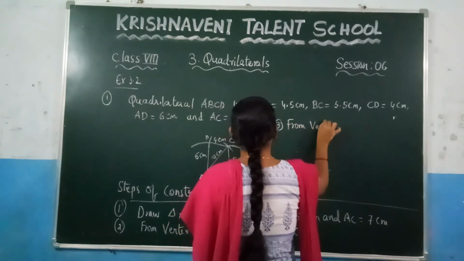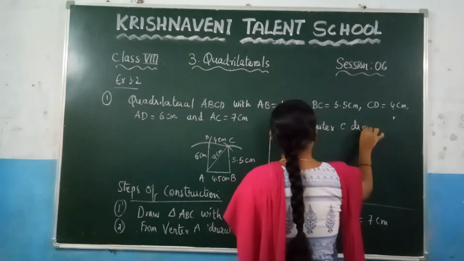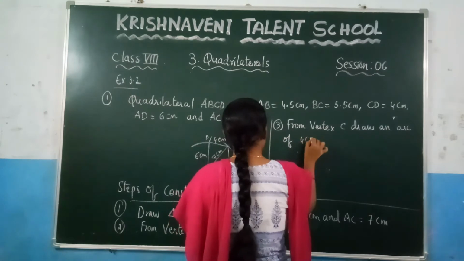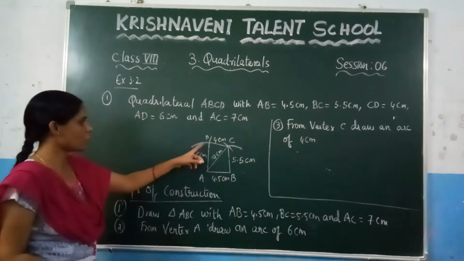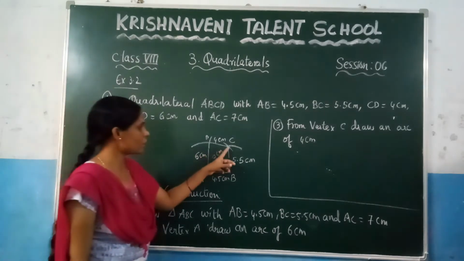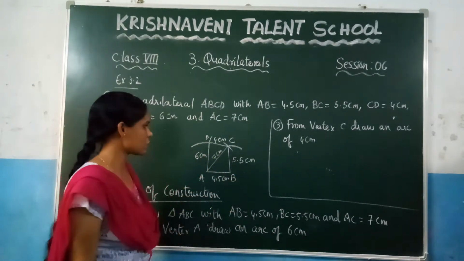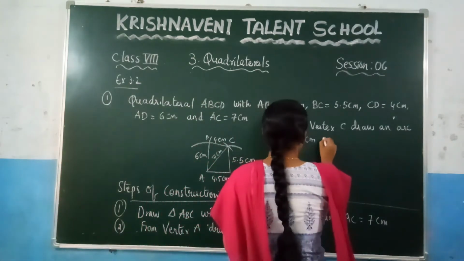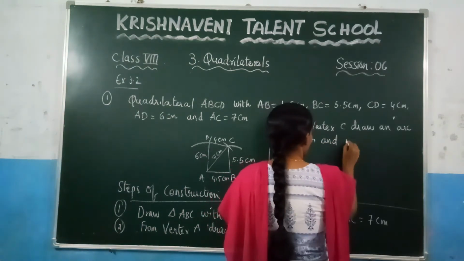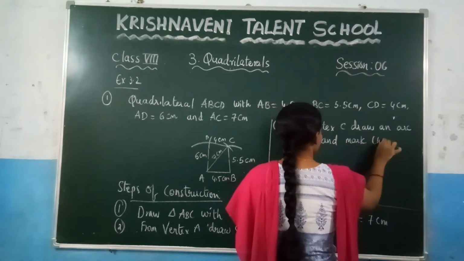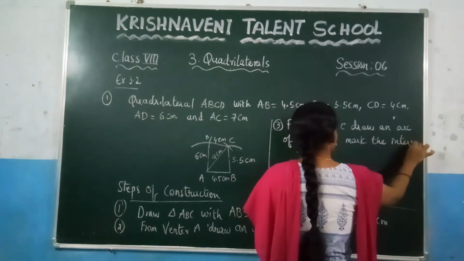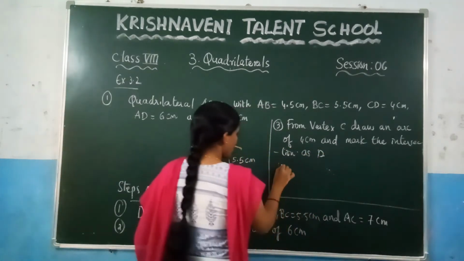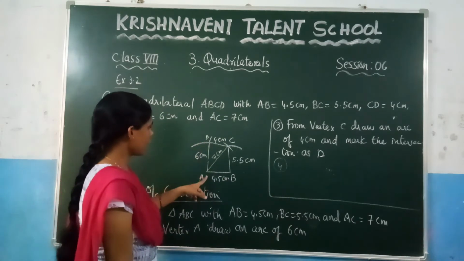From vertex C, draw an arc of 4 centimeters. So, from vertex A we have drawn an arc of 6 centimeters, and similarly from vertex C we have drawn an arc of 4 centimeters. And so that we got one intersection point and name it as D. And write it here and mark the intersection point as D. And after that what we have done? We have joined AD and CD.